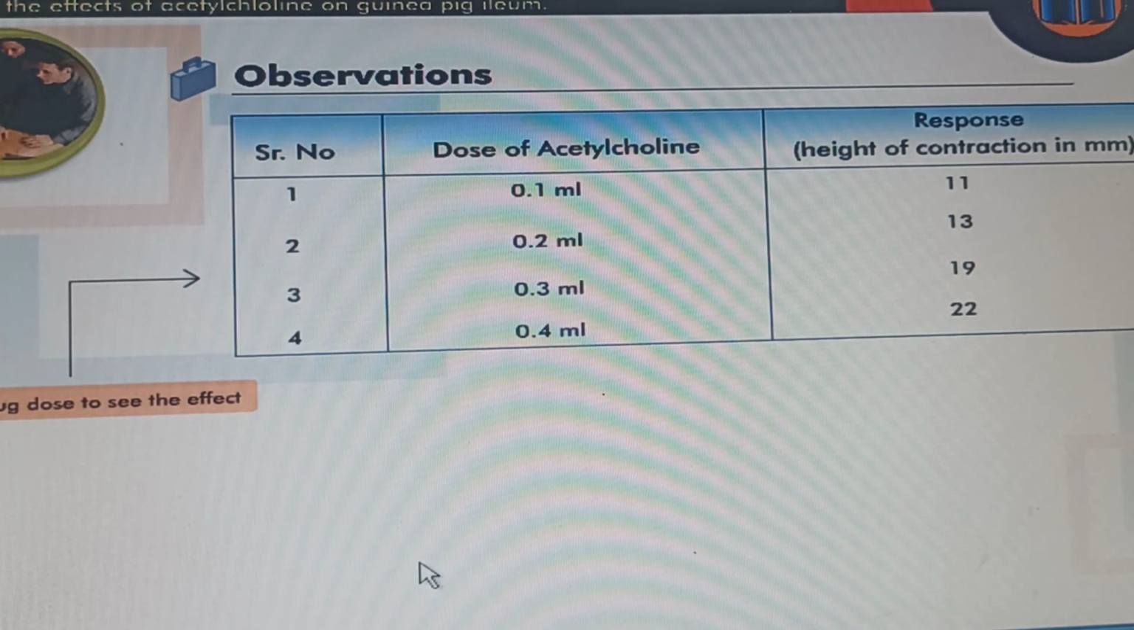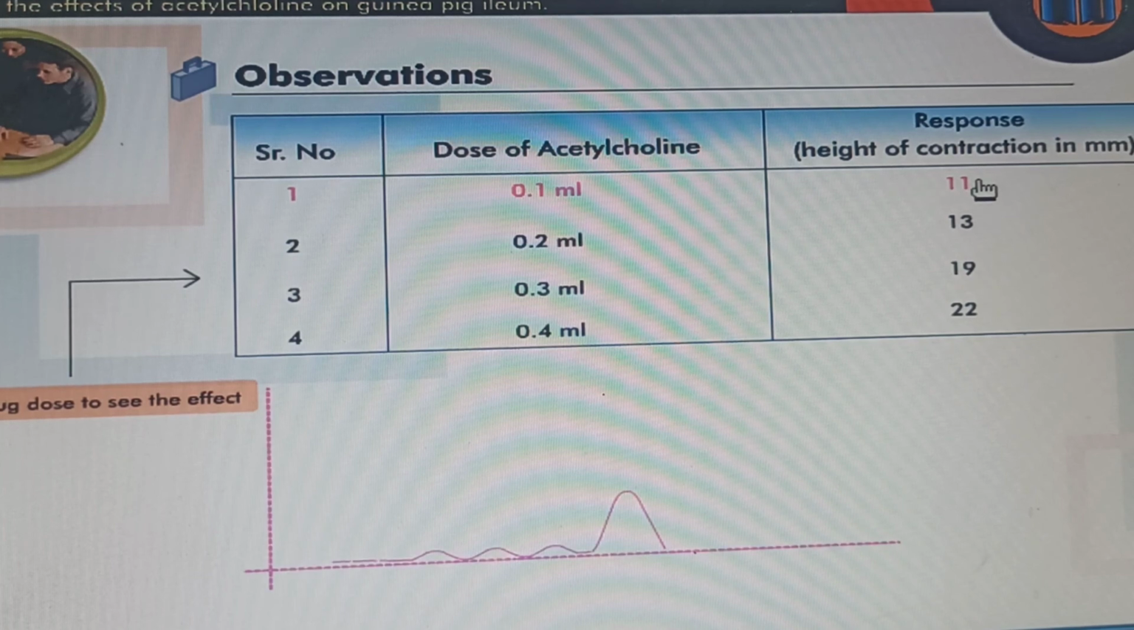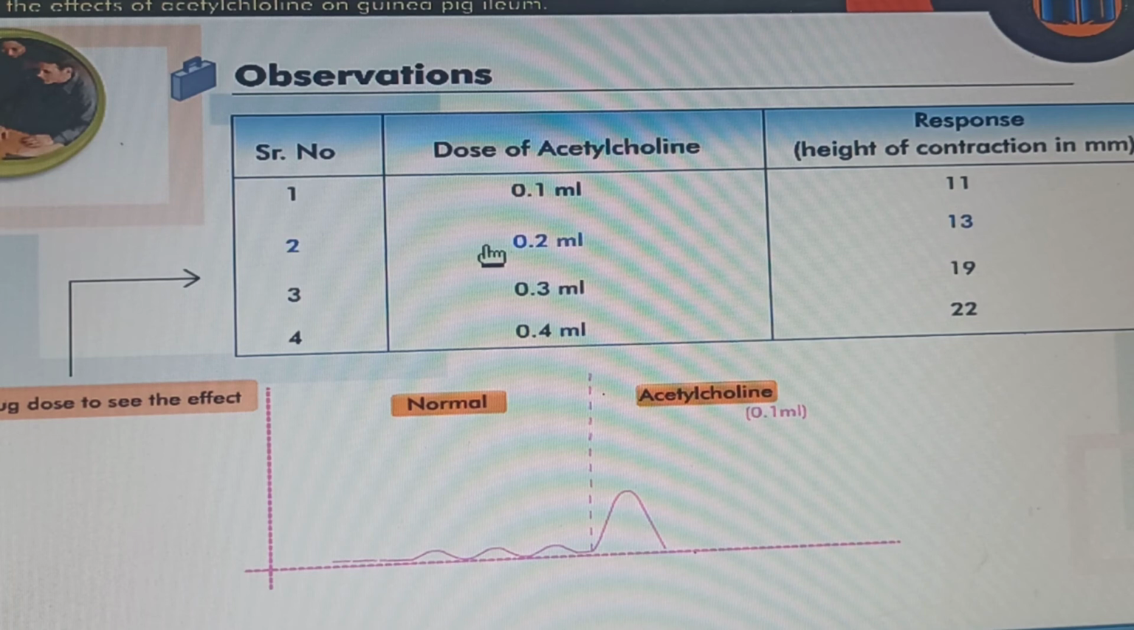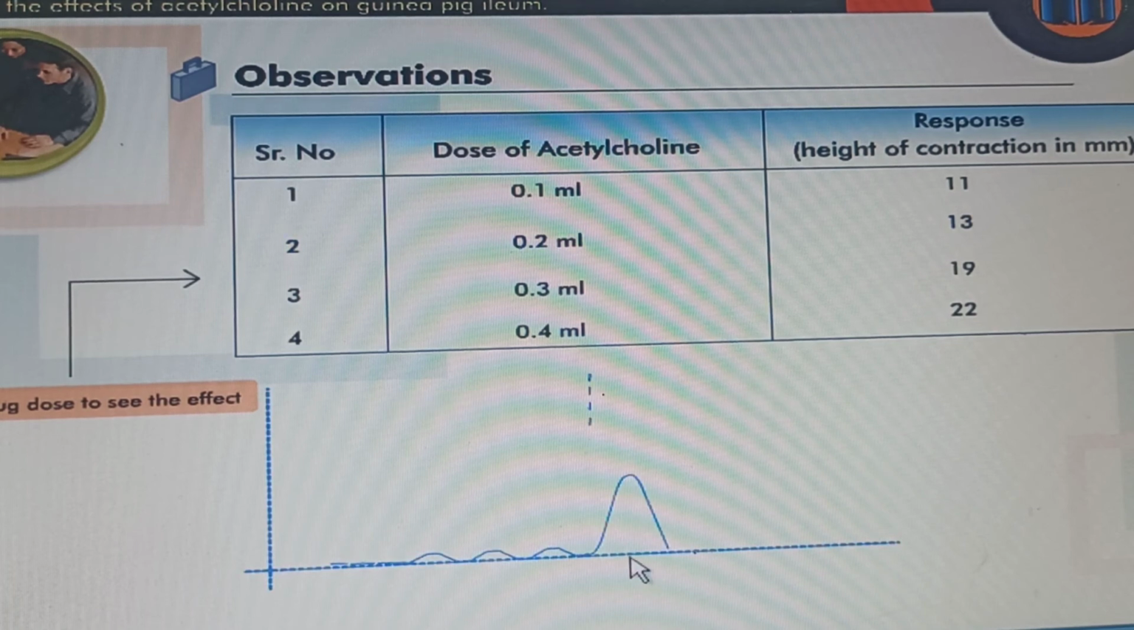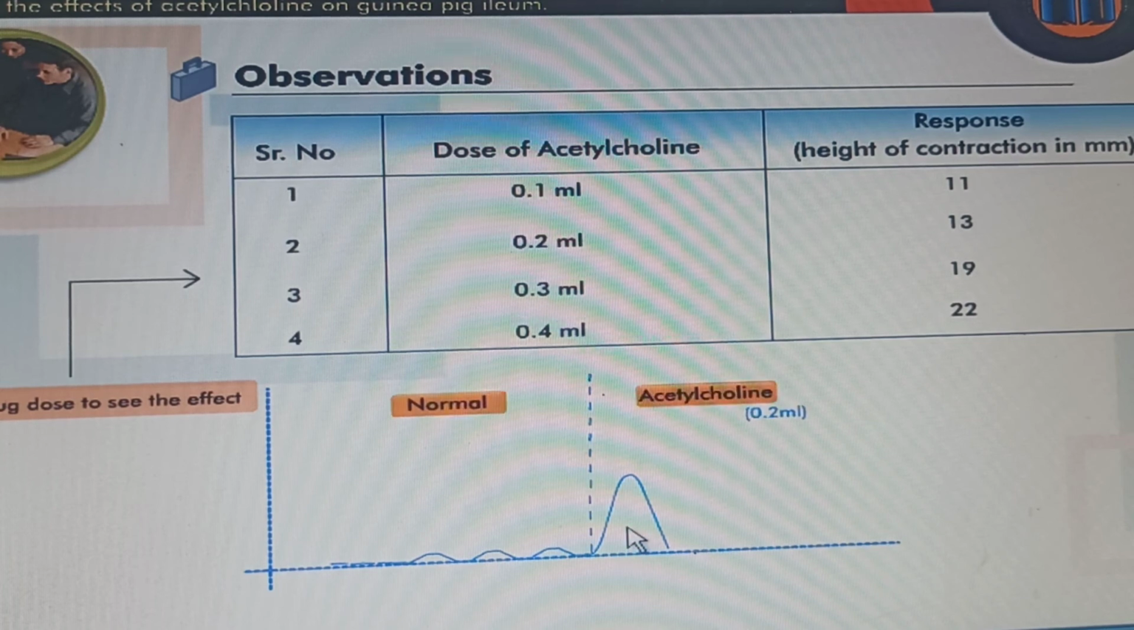This is the observation table. From the observation table, we can say that when a 0.1 ml dose is given to the preparation, the height of response is 11 millimeter. When the dose is increased to 0.2 ml, the height of response or contraction also increases and it becomes 13 mm.